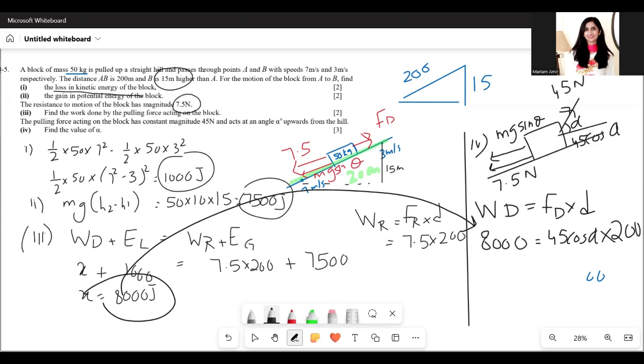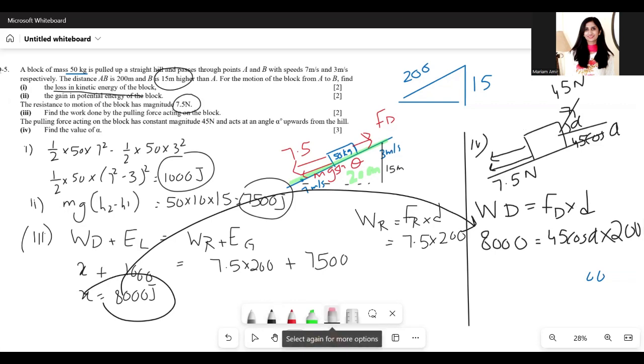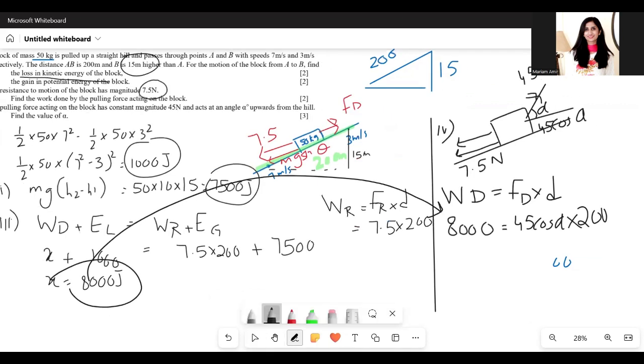Okay, there was no need of this. This was a mistake. This was not needed. Only the driving force is needed. So the driving force is 45 cos alpha. Now you use this and find alpha by doing cos inverse and all of that. You get 27.3 degrees after rounding.